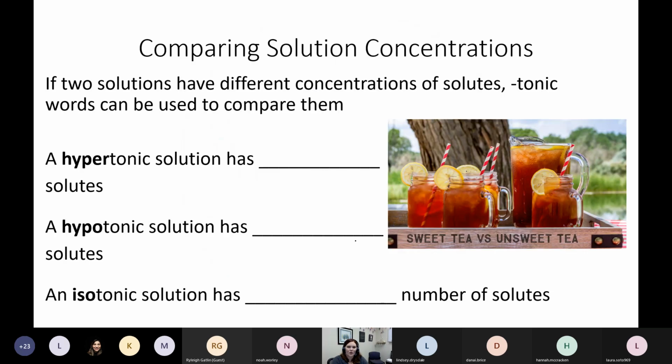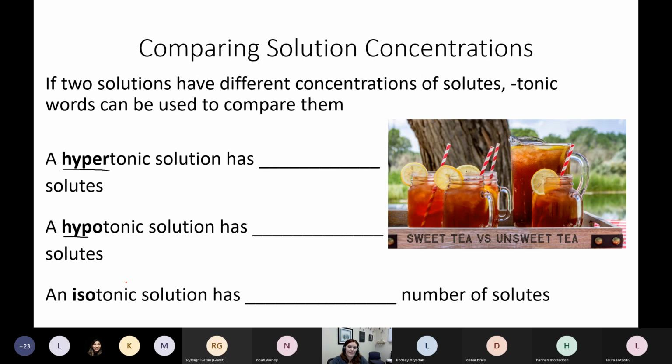Can anyone help me out in the chat? Which page of your notes outline do we find this terminology? Stuff about hypertonic, hypotonic. What page are we at on our notes outline? Okay, looks like we're on page 7. So for your reference, flip over to page 7. We're going to start talking about the concentrations of fluids that we have in the body.